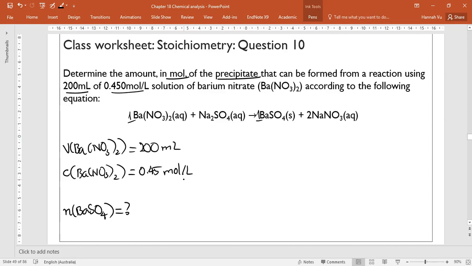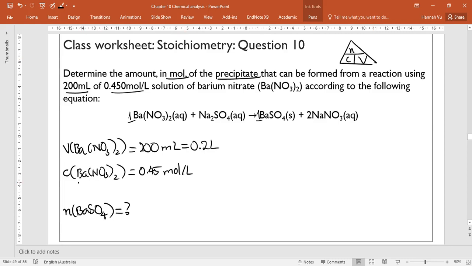The concentration is given to me in mole per liter, which means that I probably want to convert the volume to 0.2 liter. There's a few ways to approach a concentration question. This is molar concentration, which is the one that you're probably going to see the most in exams. And there is a formula that people do remember, which is n equals c times v. I don't always encourage remembering this formula simply because there are so many other forms of concentration out there. But that's one way.